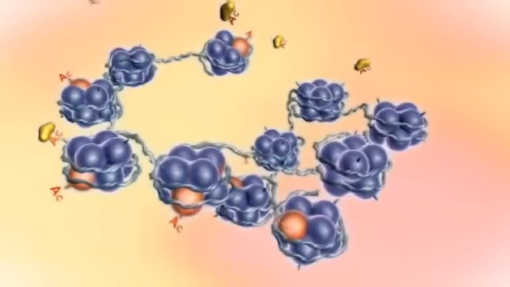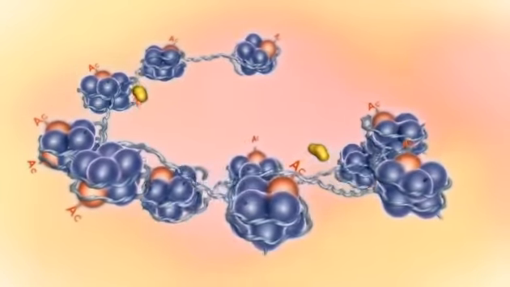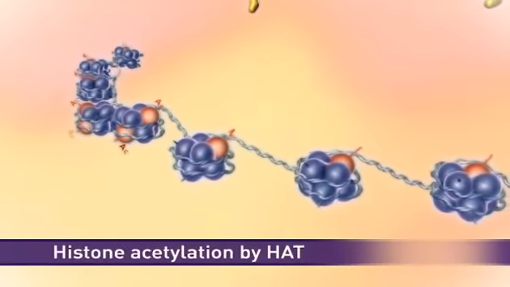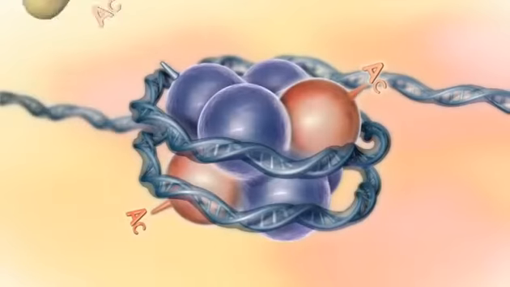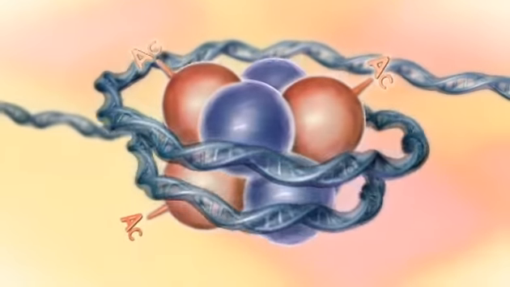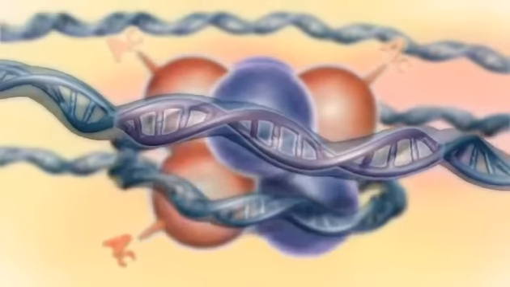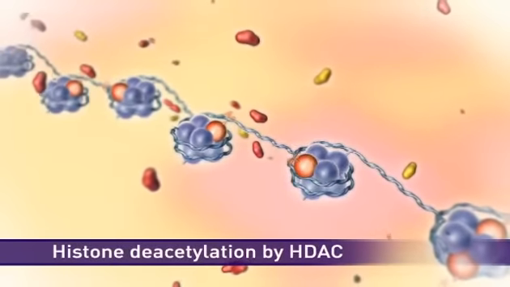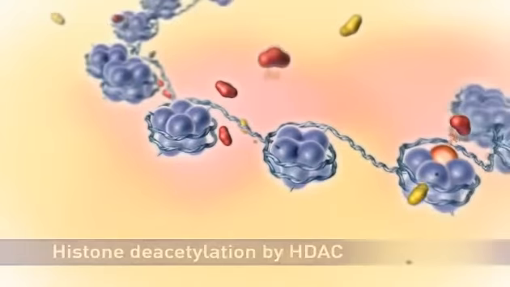For a gene to be transcribed, it must become physically accessible to transcriptional machinery. Acetylation of histones by HAT causes uncoiling of DNA and an open chromatin structure. This causes genes to become accessible to transcription factors, allowing gene expression to occur and proteins to be made. Conversely, deacetylation of histones by HDAC results in tight coiling of the DNA and a closed chromatin structure.